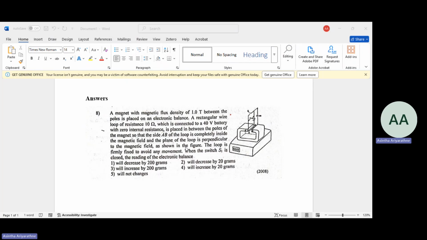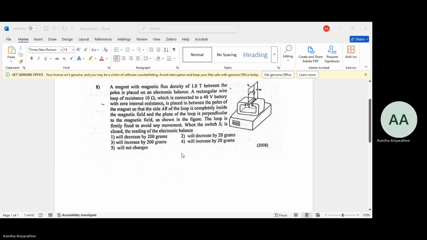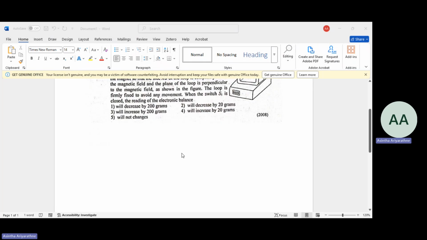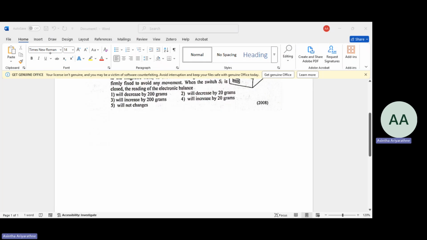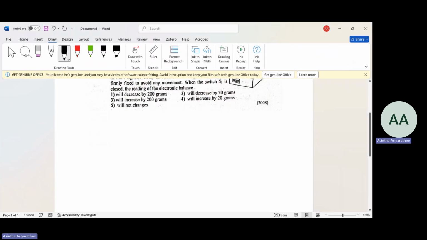The loop is firmly fixed to avoid any movement. When the switch S is closed, what would happen to the reading of the electronic balance?